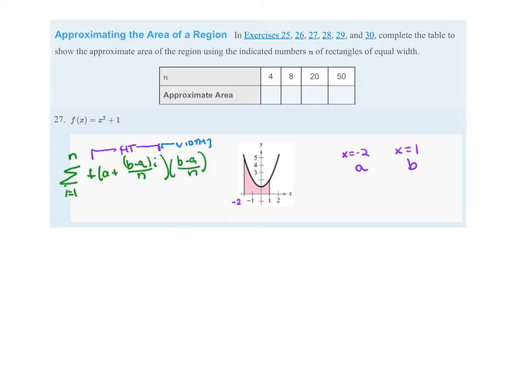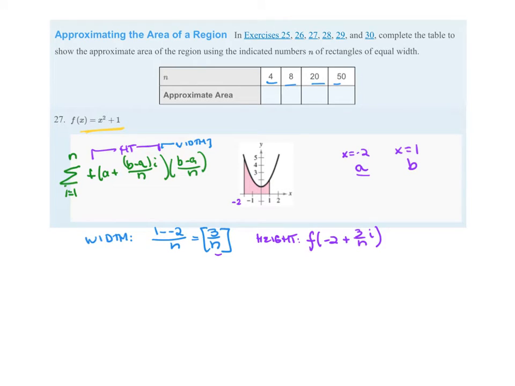So we know a, we know b, and we do know what n is, so we'll plug that in a little bit later. So let's find our width first of all. The width is going to be b minus a, so 1 minus negative 2 over n, or 3 over n. So that's first. Now let's look at our height. That's going to be f of a, which is -2 plus this 3 over n i. And then we're going to plug that into the function.